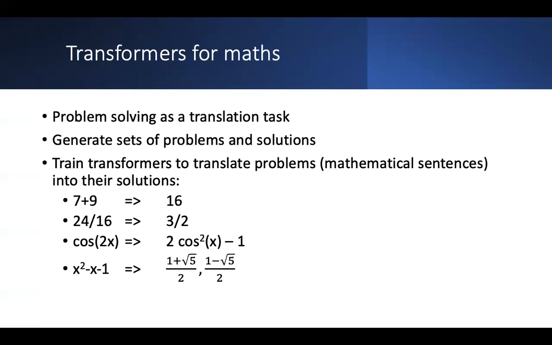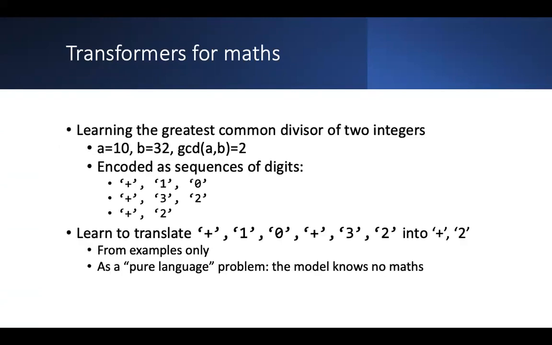the roots of the polynomial. So, giving an example that we're going to see again, suppose I want to learn to compute the greatest common divisor of 2 integers, say 10 and 32, GCD is 2. I can represent 10 as a sequence of digits, the way we write them, plus 1, 0, and 32 as plus 3, 2. And so I want my model to learn to translate the long sentence, plus 1, 0, plus 3, 2, into plus 2.